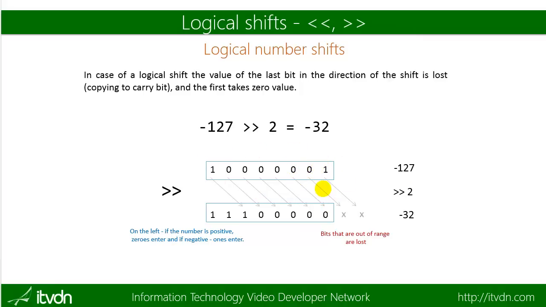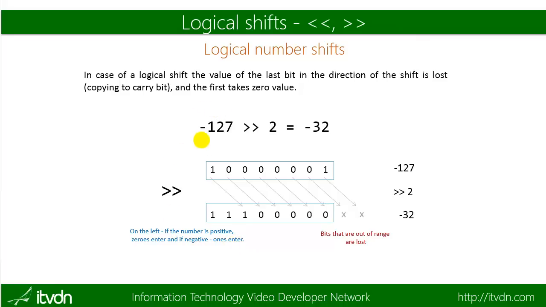Now, remember rule number 1: any number that moves out is lost. So here, if we are moving 2 steps to the right, we are going to lose the first 2 numbers on the right. So 1 and 0 move out of the game and they are lost. We forget about them. And then look at this. On the left, if the number is positive, zeros enter. If it's negative, ones enter.